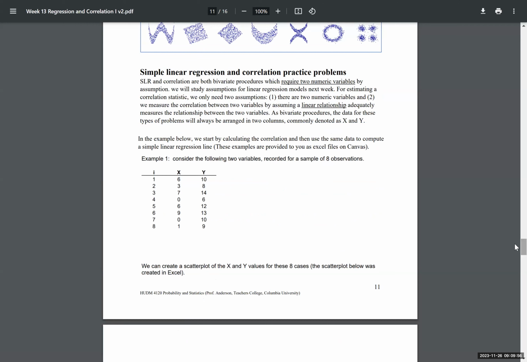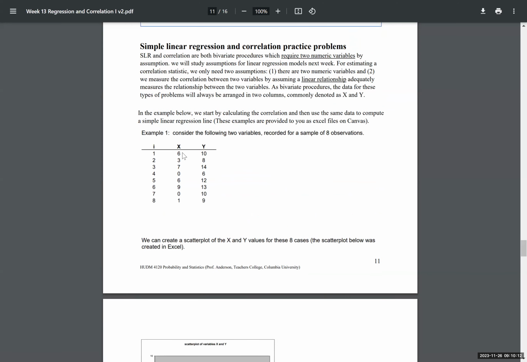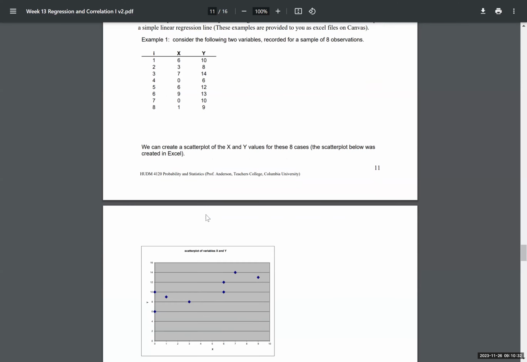So we need to dive into some practice problems, and these practice problems are representative of the type of practice problems that I expect you to be able to solve on the homework and also the final exam. So in these problems, I'm always going to give you an X and Y. I'm going to give you two columns of data because we're interested in how these two numeric variables correlate or how they're related. And we're going to use this example to compute both the correlation and the regression slope. We're going to see how they're identical.